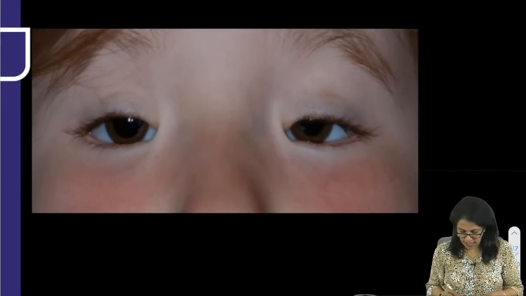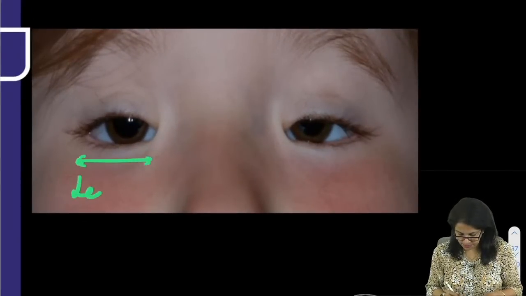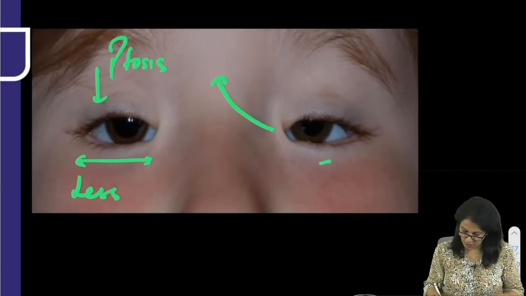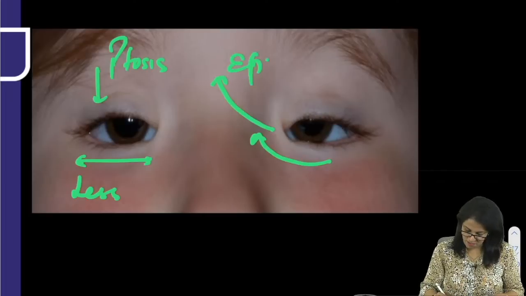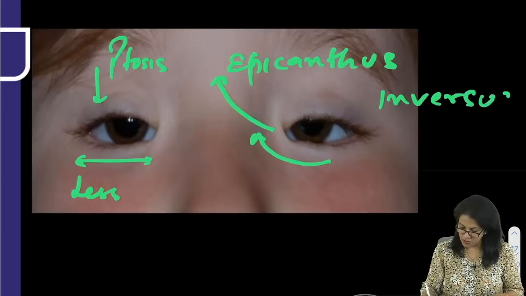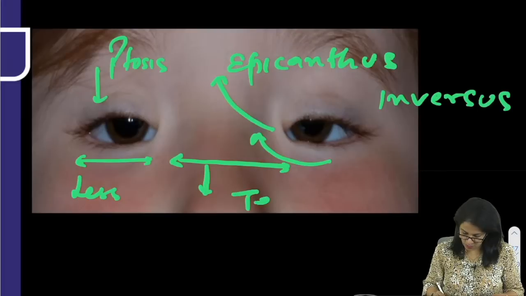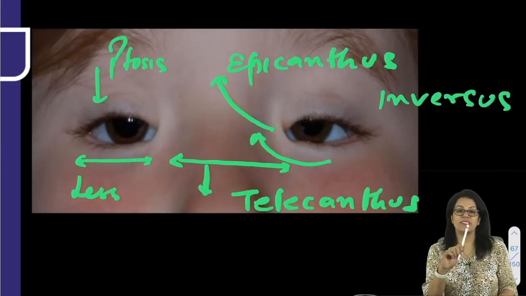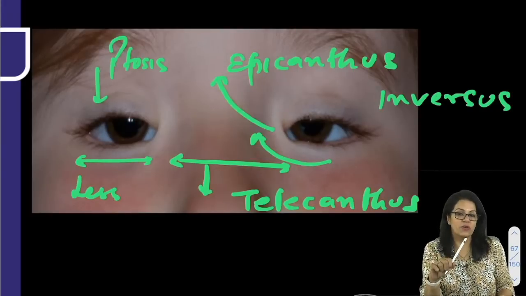Okay, I am giving you the hint: the horizontal length of this lid is less. There is ptosis and I can see an extra fold of skin which is coming from the lower lid. This is epicanthus inversus. Can you name the syndrome, all of you? And the distance between the two medial canthi is more, that means there is telecanthus. Again, this was your AIIMS question. What is the difference between telecanthus and hypertelorism? I had referred to this in the last session also.